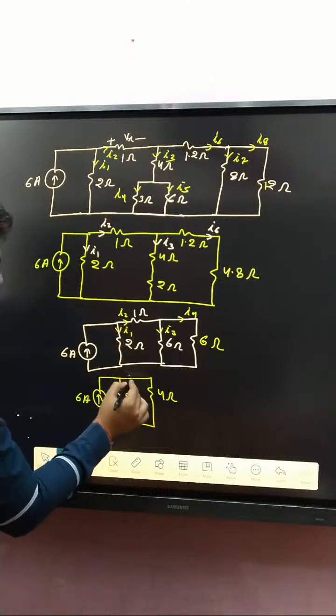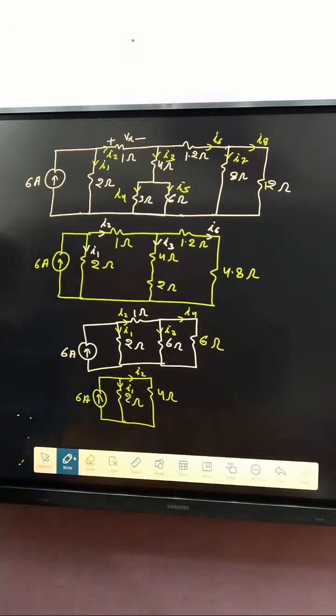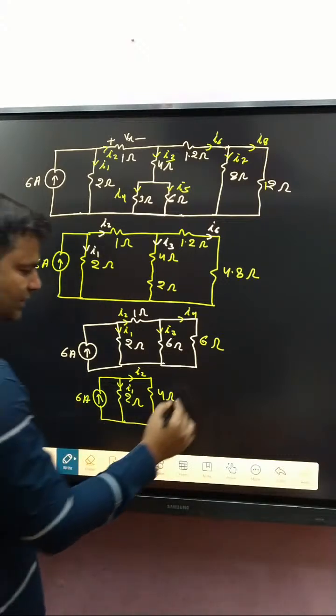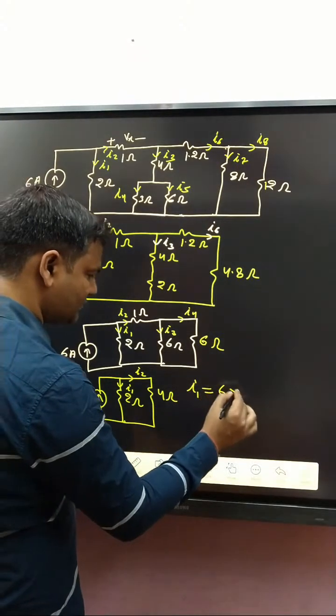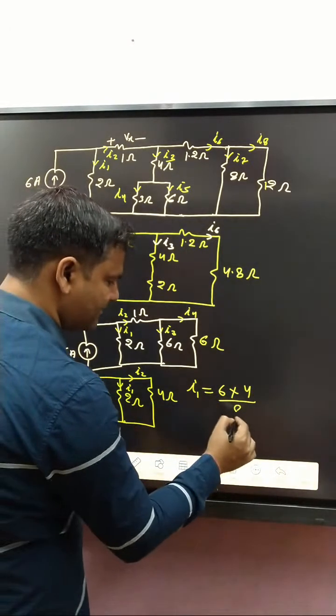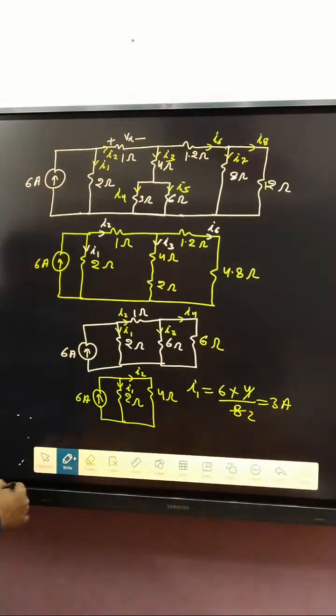And what about the current here? I2. And what about the current here? I1. Simply, you can apply the current division rule. Both current directions are opposite. So what about I1? I1 is 6 into 4 divided by 4 plus 2, that is 8, so that is 3 ampere. Okay, so I1 is how much? 3 ampere. And what about I2?